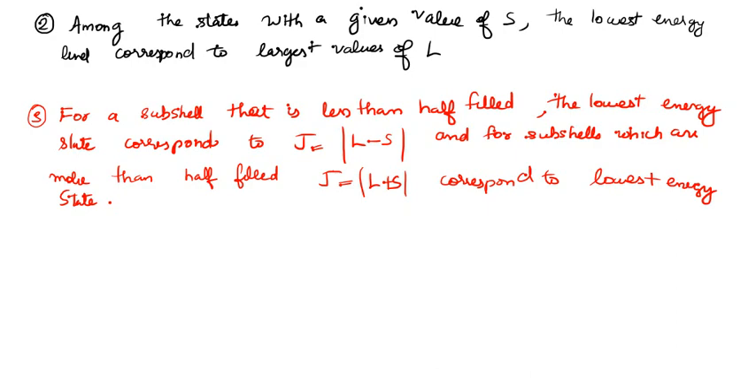The next rule for the ground state term symbol is: among the states with a given value of S, the lowest energy level corresponds to the largest value of L. By this rule, we can determine the L value for the ground state.